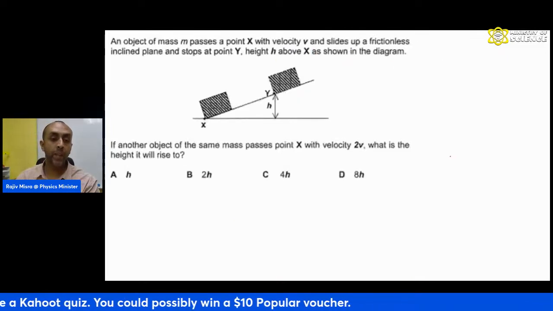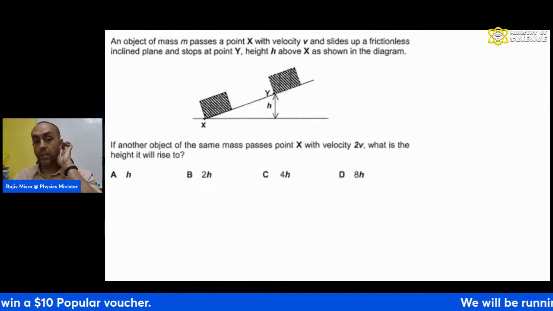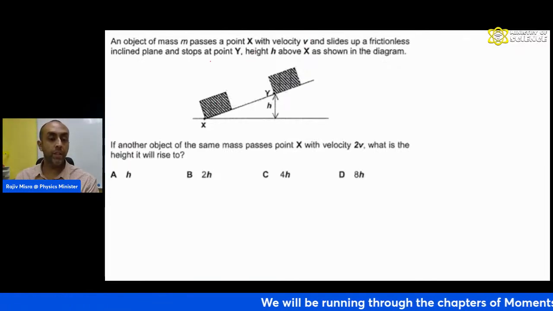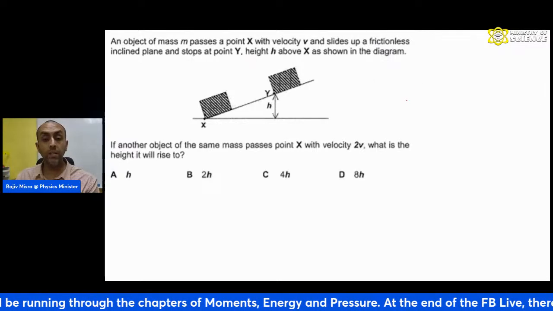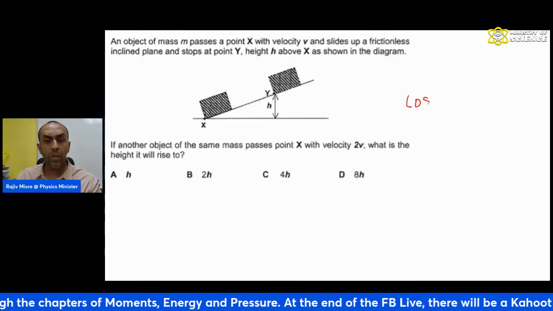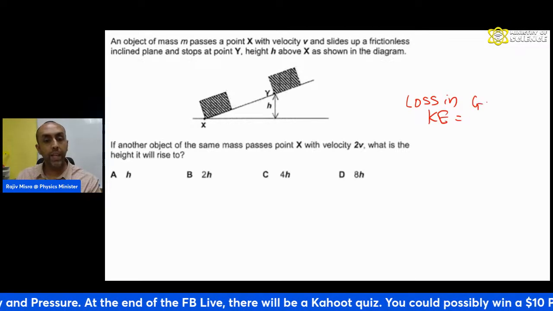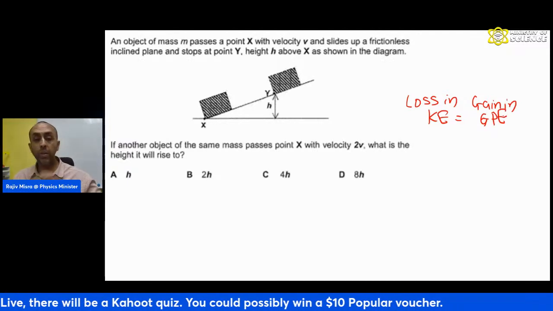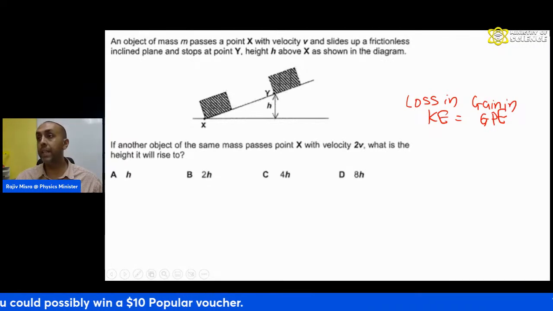Now for this question, an object of mass m passes a point x with velocity v and slides up a frictional plane and stops at point y. So straight away you can tell that what is providing energy is your loss in kinetic. Loss in kinetic equals gain in GPE. Now, for those who are here, which one of you can tell me, what about the frictional force? Do I factor that in?